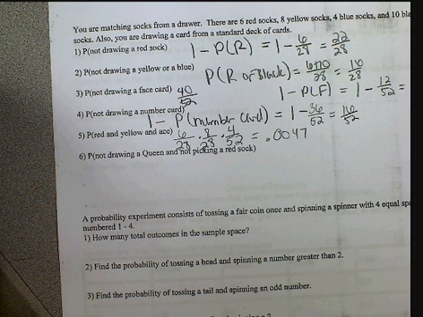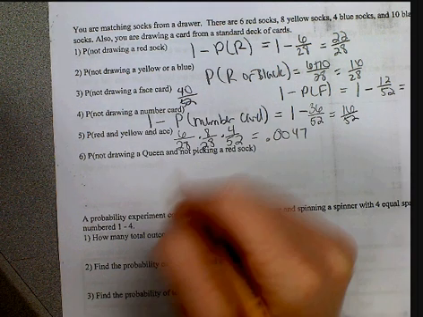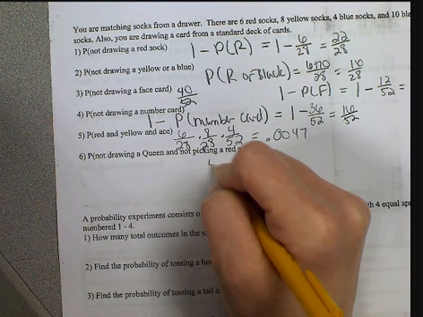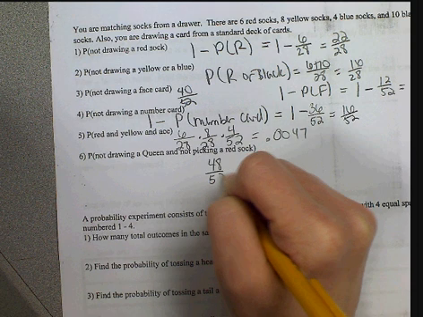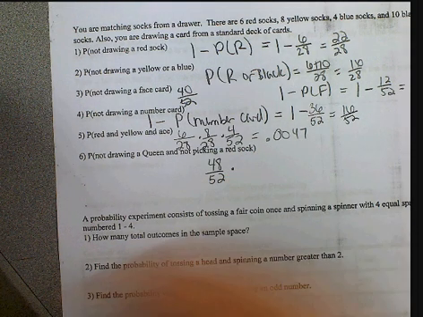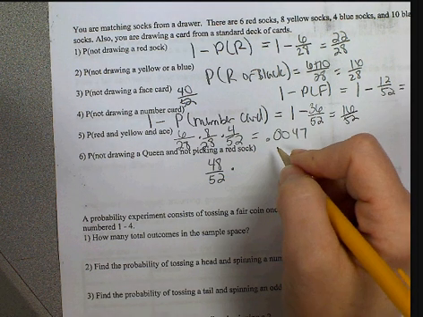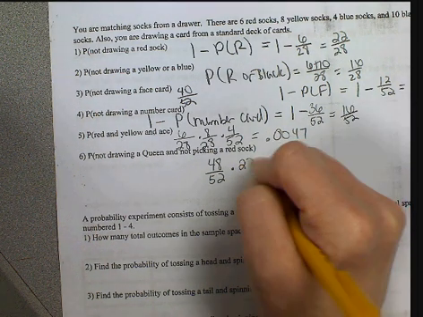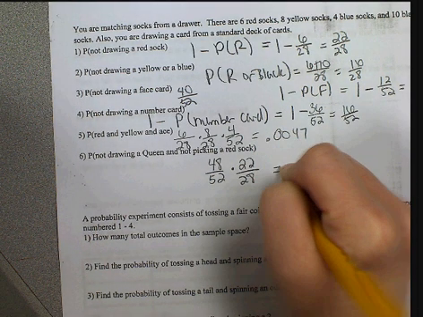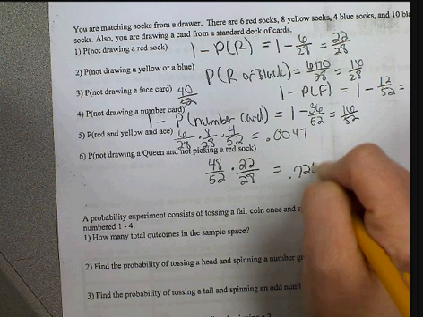Next, what's the probability of not drawing a queen and not picking a red sock? So how many cards are not queens? Well, how many cards are queens? There's 4. So 48 cards are not queens. And we will multiply this by the probability of not picking a red sock. There are 6 red socks, so there are 22 socks that are not red. We end up with 0.7253.